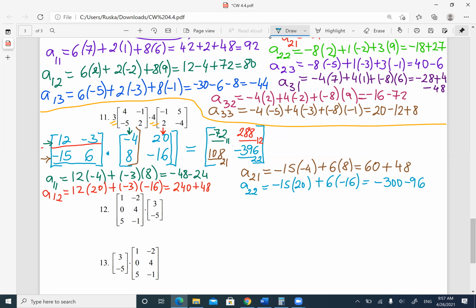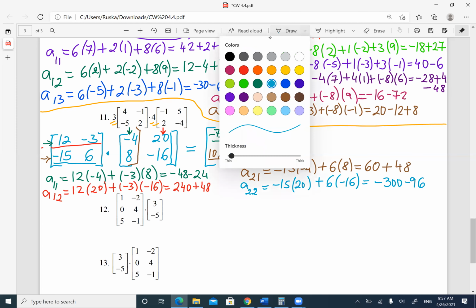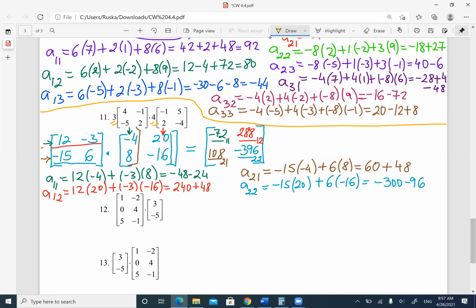Okay, so that's how you do this. It's a little more complicated operation because you have to multiply by a number and then multiply the two matrices you get. Okay, but that's how you do it.